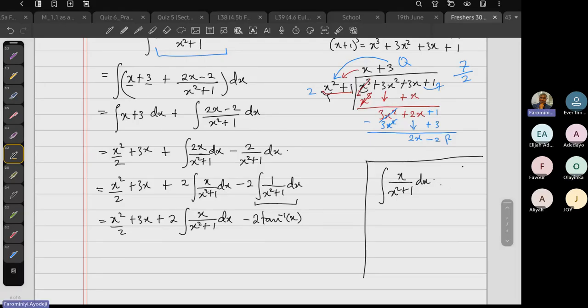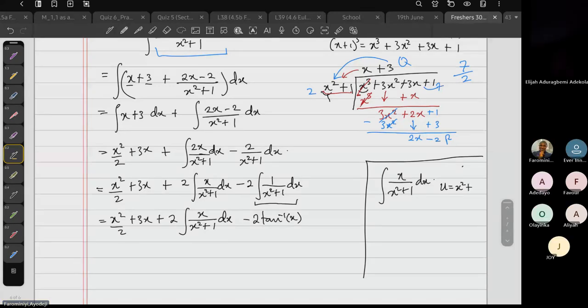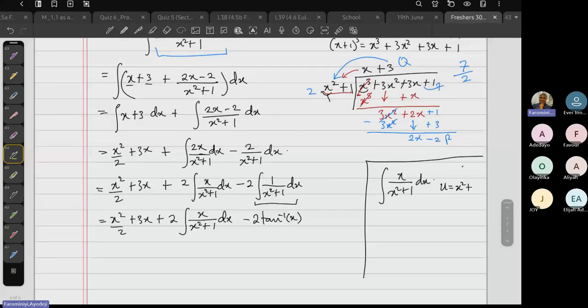So if we have u equal to x squared plus 1, then du equals 2x dx. Then it means dx is equal to du over 2x. That means we can write this as x over u times du over 2x. So the x's cancel out. So we are left with 1 over 2 times the integral of 1 over u du. And we know the integral of 1 over u.